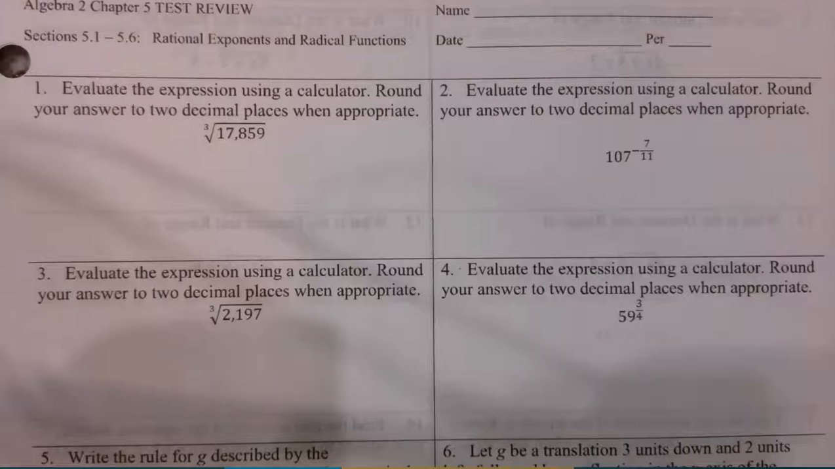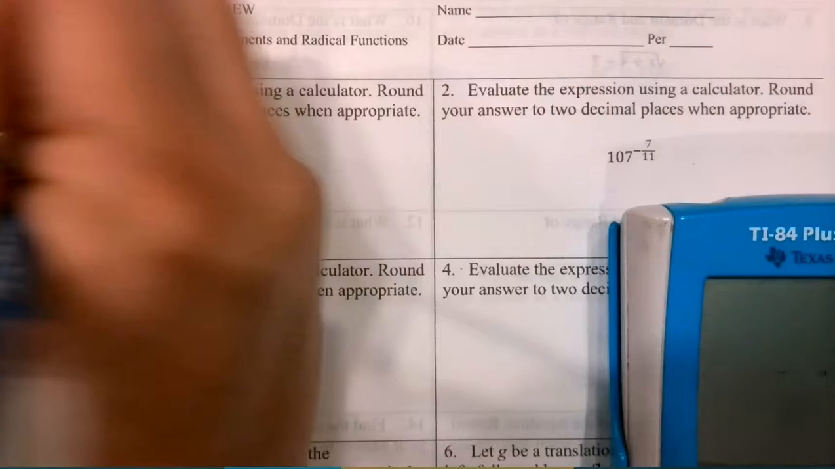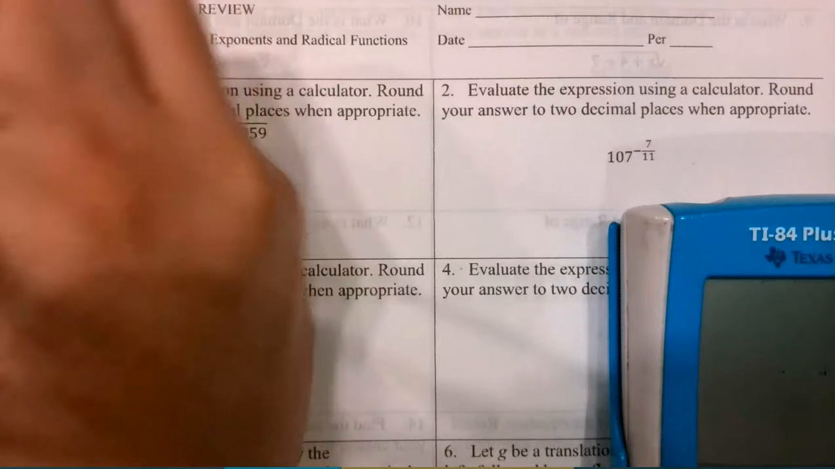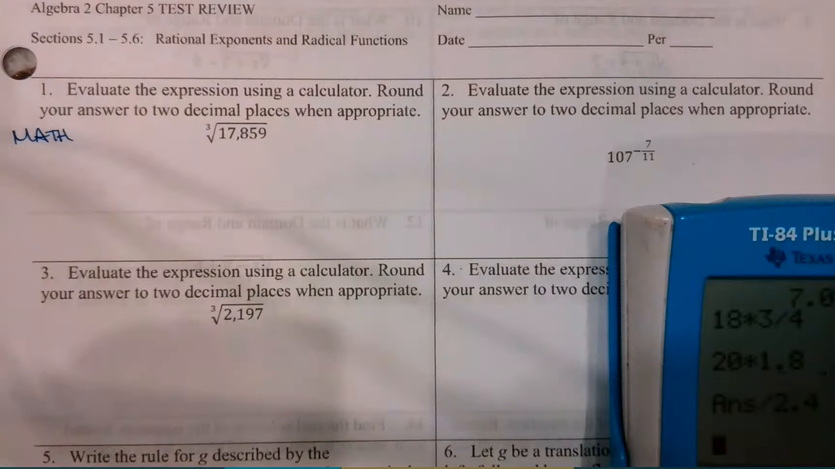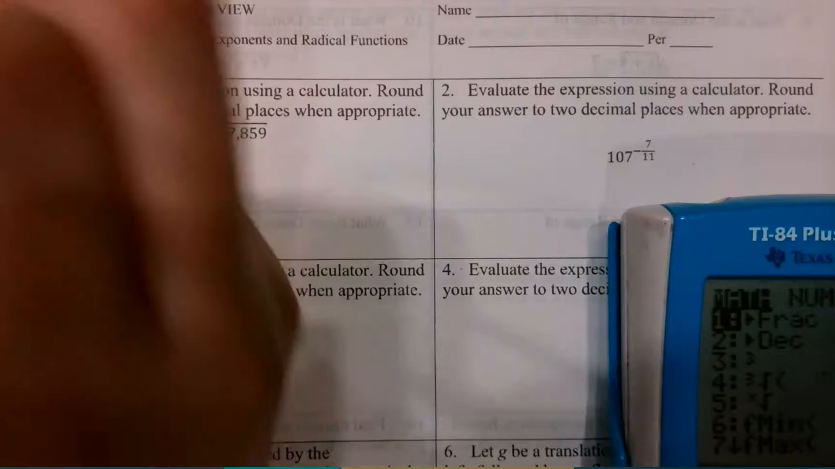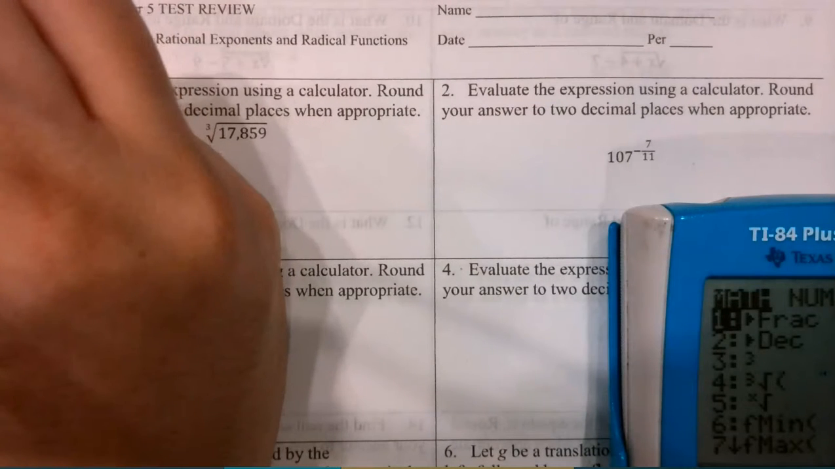Okay, number 1 wants me to evaluate my expression on the calculator, and it wants me to round to 2 decimal places when appropriate. The first thing I want to tell you guys how to do is how to get the cube root on the calculator. You go to Math, and then I believe it's choice 4. Yes, choice 4 is the cube root.